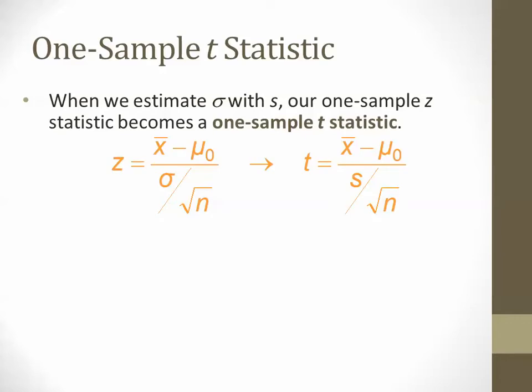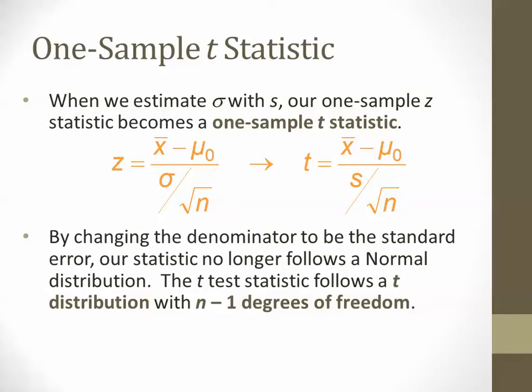So now we have a one sample t statistic instead of z. And all we're doing is calling it t instead of z and substituting s for sigma. But when we do that, we're no longer quite on a normal distribution for that distribution of sample means. We're now on what we call a t-distribution with n-1 degrees of freedom.